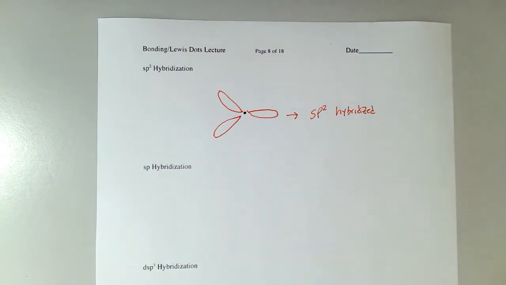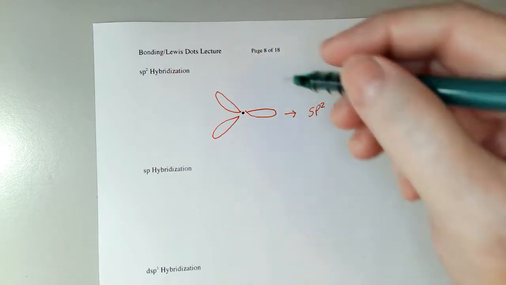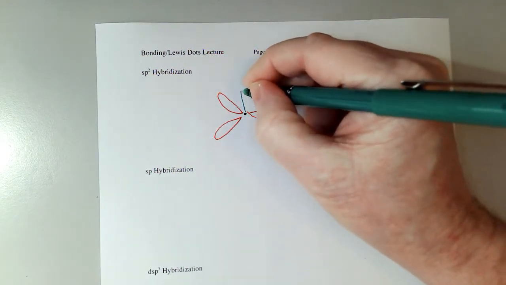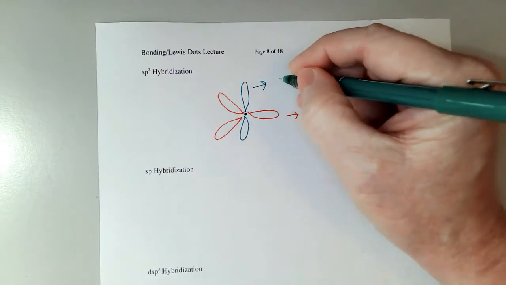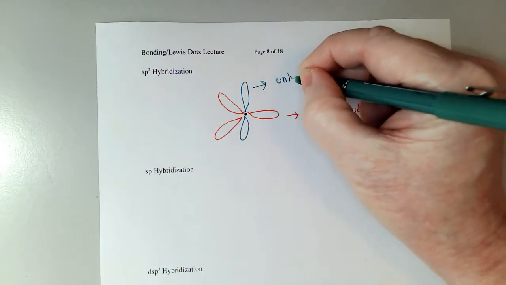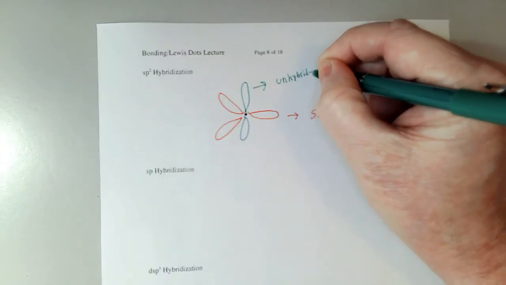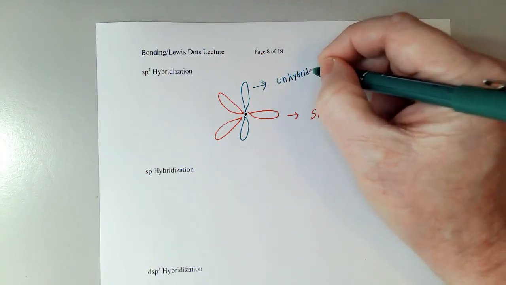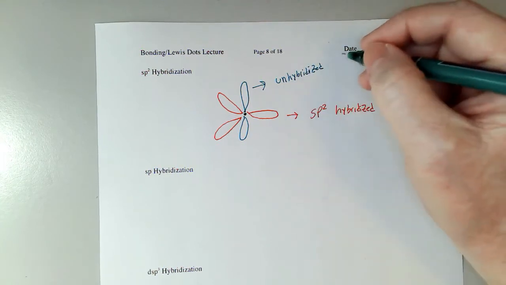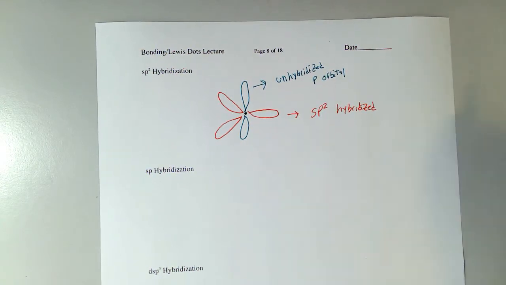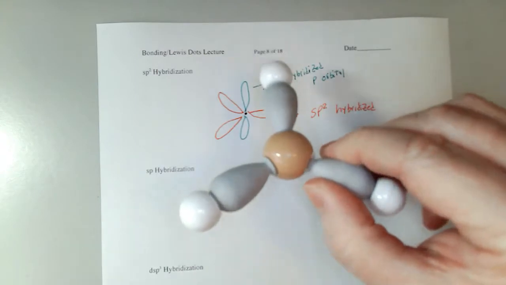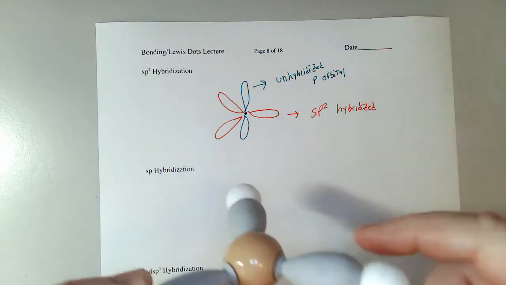However, I've only used 2 orbitals so far out of the p. I've used 1 of the s, and I've used 2 from the p. That means I have a p that's left over. And I'm going to draw that in the green. So this is going to be an unhybridized p orbital. Okay? So in this model, it would be sticking out this way and out that way.